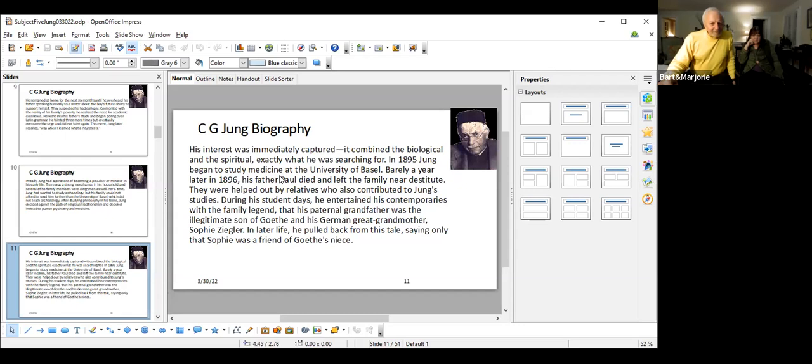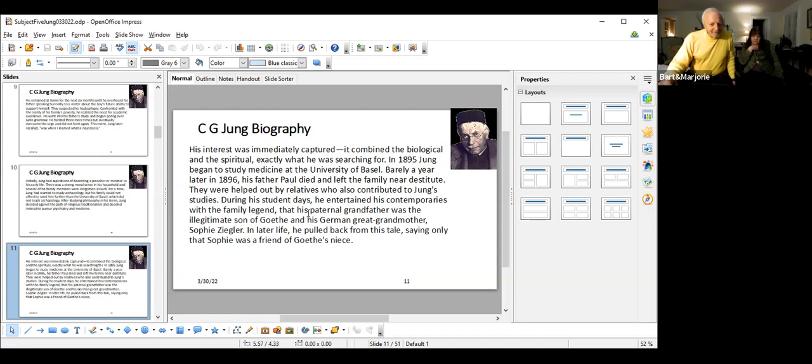So in 1895, he began to study medicine now at the University of Basel. And unfortunately, his father died within a year, and the family was almost completely destitute. And some relatives passed the hat and were able to allow Jung to complete his studies.